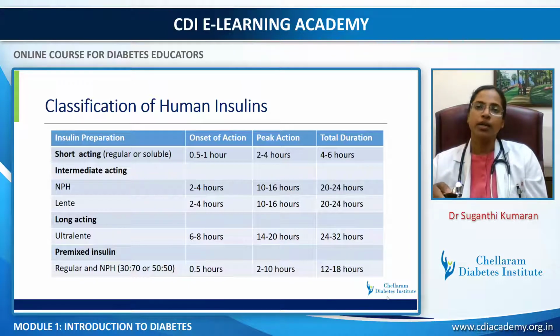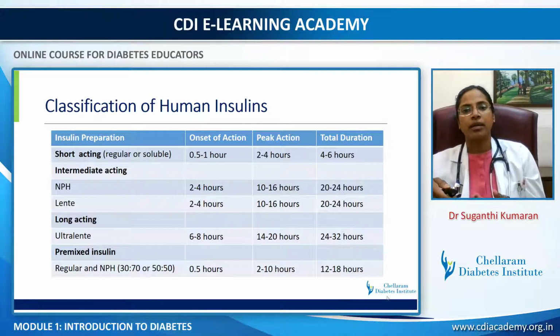Pre-mixed insulin, as I mentioned earlier, has a combination of short-acting and intermediate-acting or long-acting. In this case, regular and intermediate-acting, which is NPH. It starts to act within half an hour, with peak action of 2 to 10 hours, and lasts for about 12 to 18 hours. This is one of the commonly used insulins, regular and NPH.